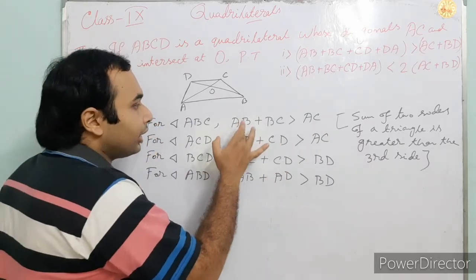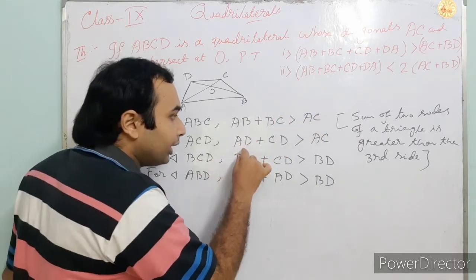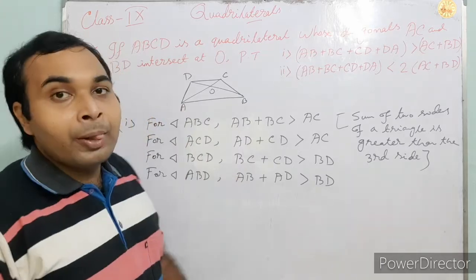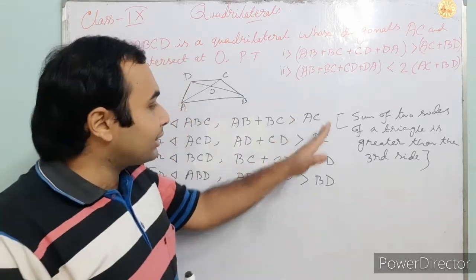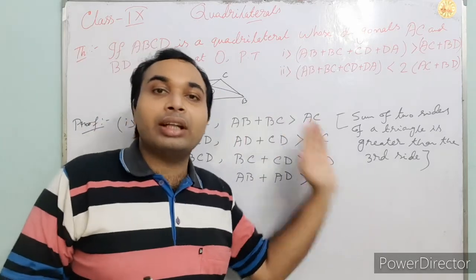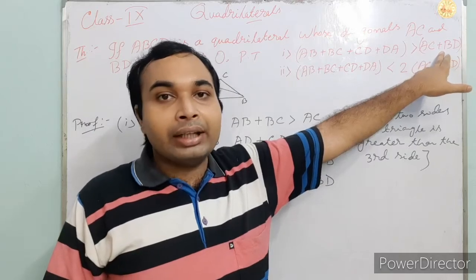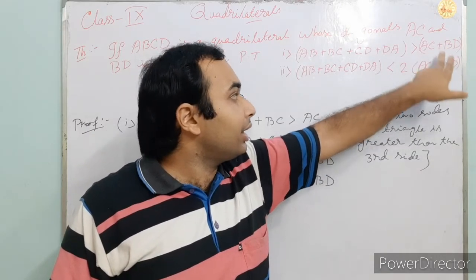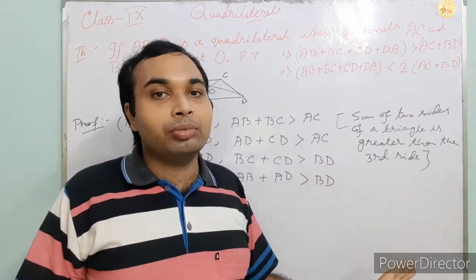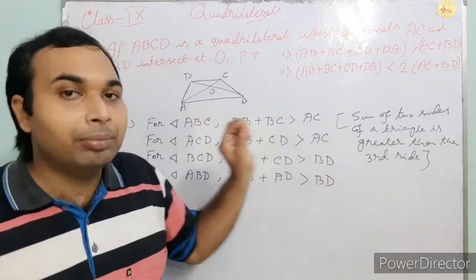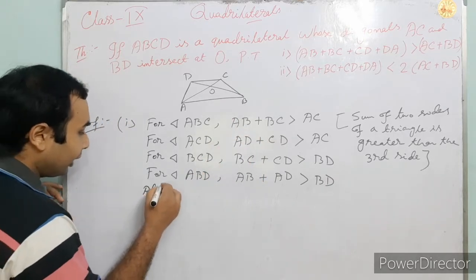In such a way you have to arrange those inequalities. We can write AB plus AC is greater than BC, it is also right. We can write AD plus AC is greater than CD, but our aim is to keep AC and BD on the right hand side of the inequality, because in the question, AC and BD are on the right hand side. In such a way you have to arrange this. Now just adding the inequalities.